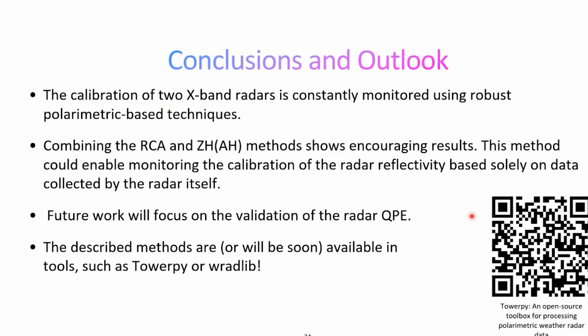So to sum up, we are monitoring with robust polarimetric-based techniques the calibration of 2 X-band radars, and combining the RCA method with a method that computes ZH for attenuation is showing encouraging results. This could enable us to monitor the calibration of the radar reflectivity based only on data collected by the radar itself. However, future work will focus on the validation of the radar QPE.